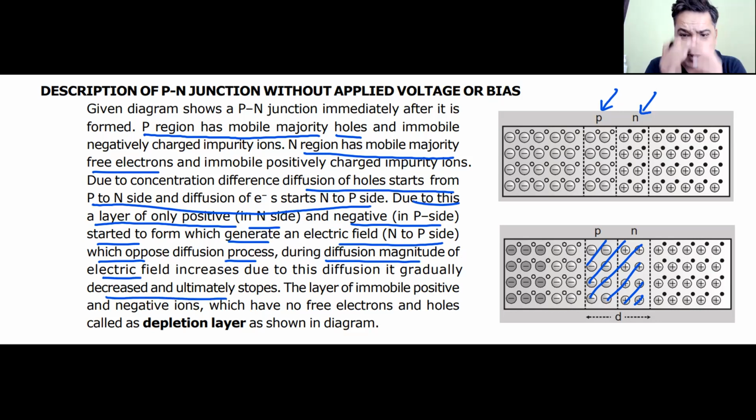after some time, what will happen? In the beginning, negative charges are going from N-type to P-type. Positive charges are moving from P-type to N-type. This process will continue. But after some time, this process will stop. And then you will have a layer between that junction, between that P and N junction. You will have a layer in which you will have no free electron and no free hole because they have neutralized each other. That layer is known as the depletion layer.